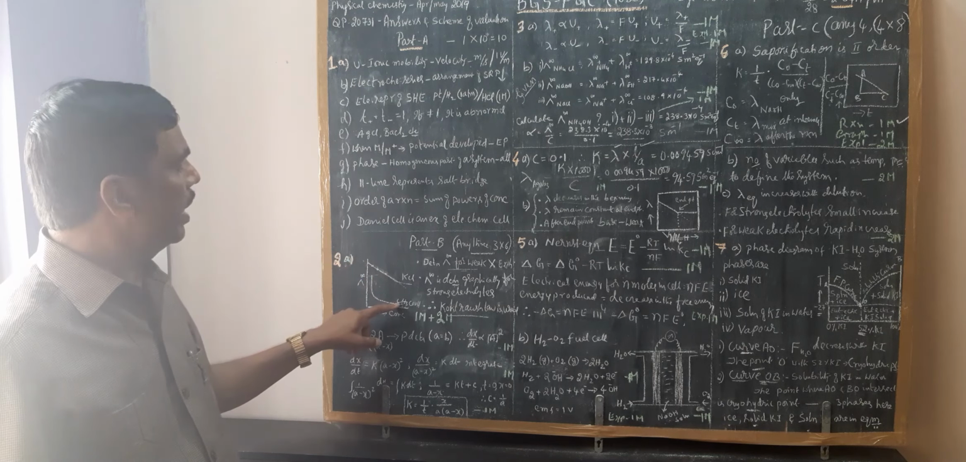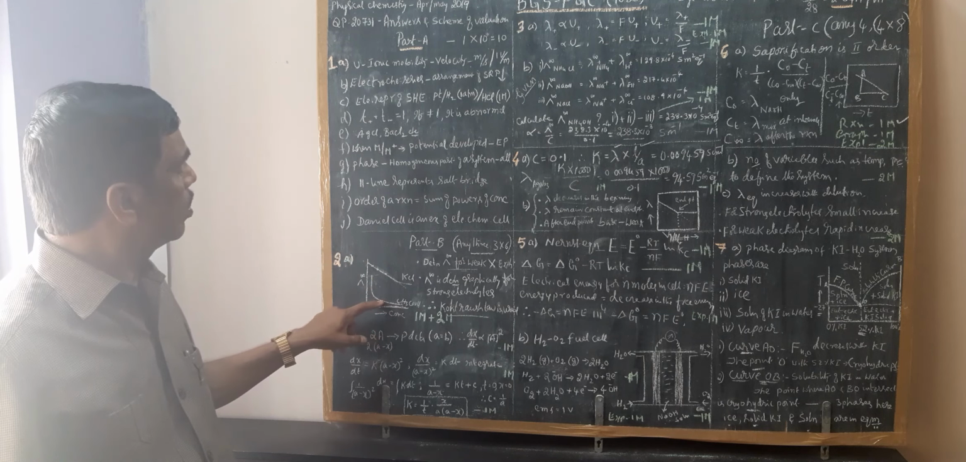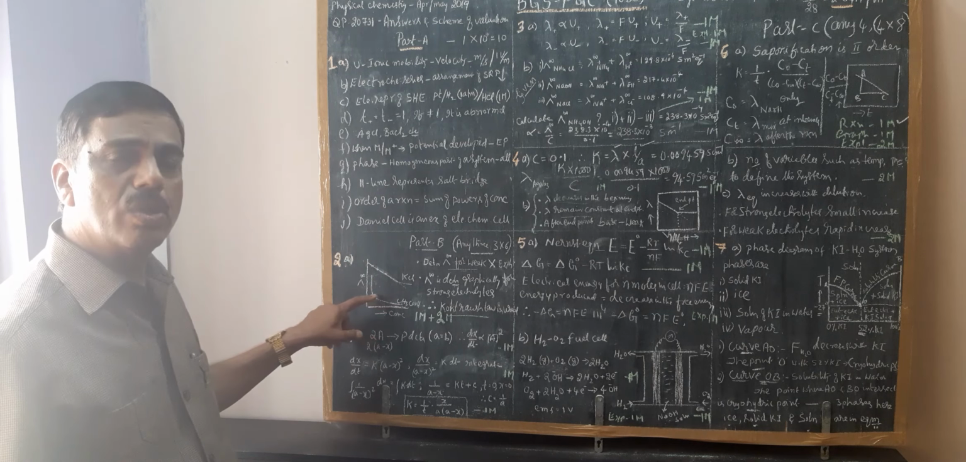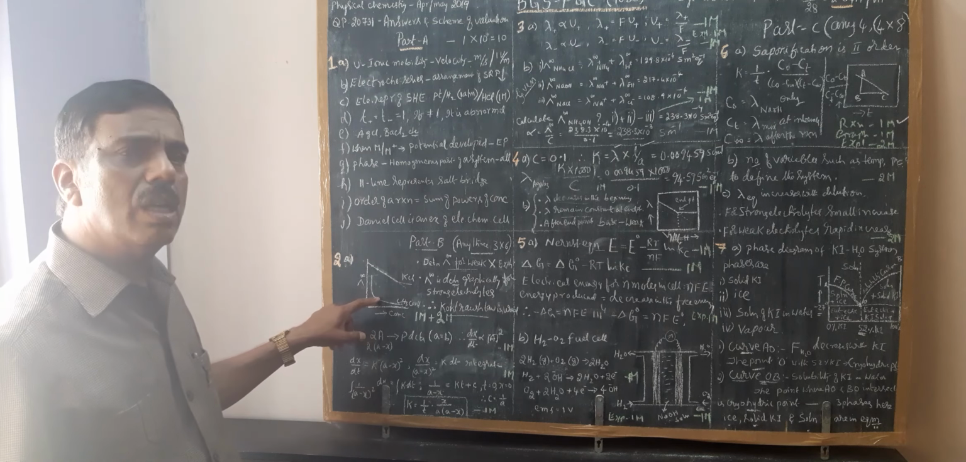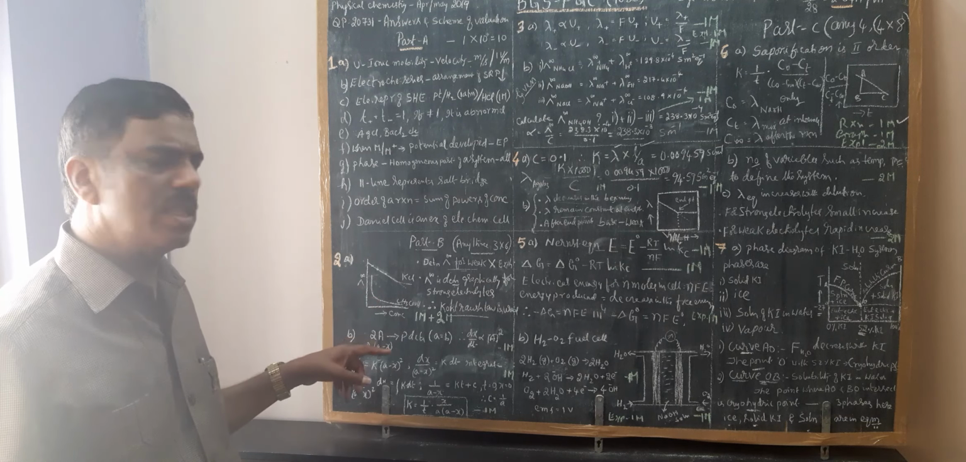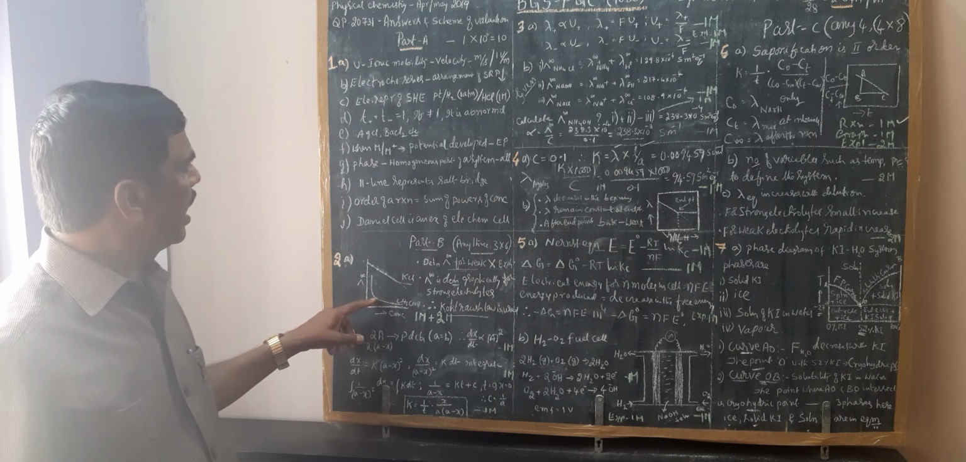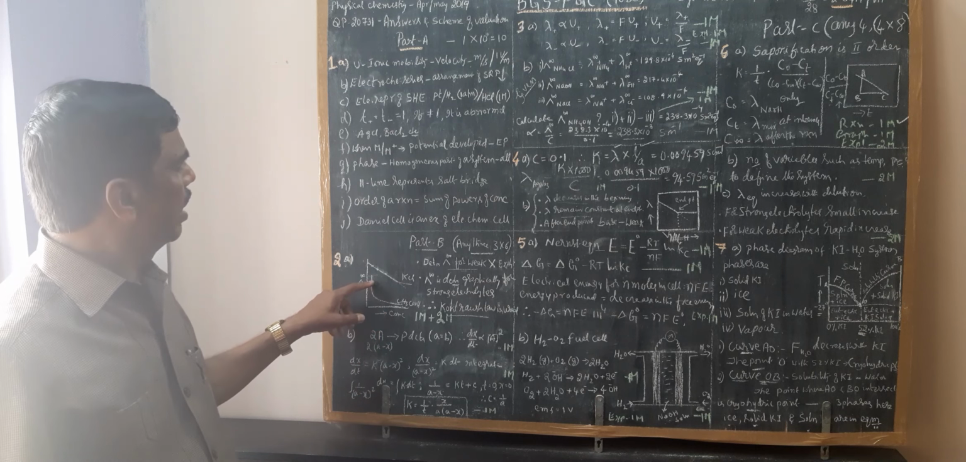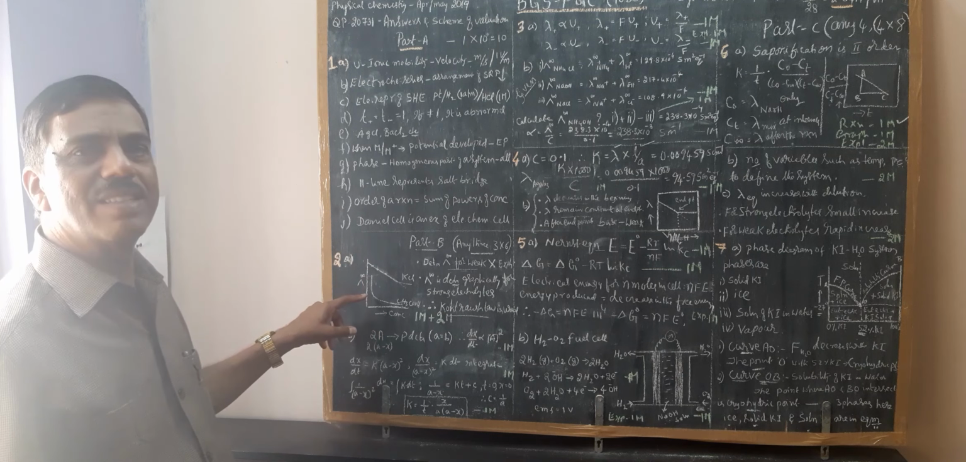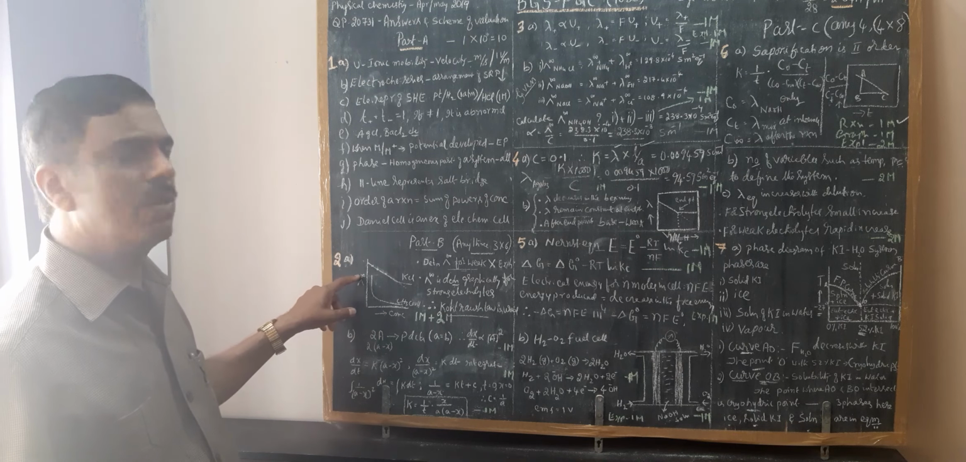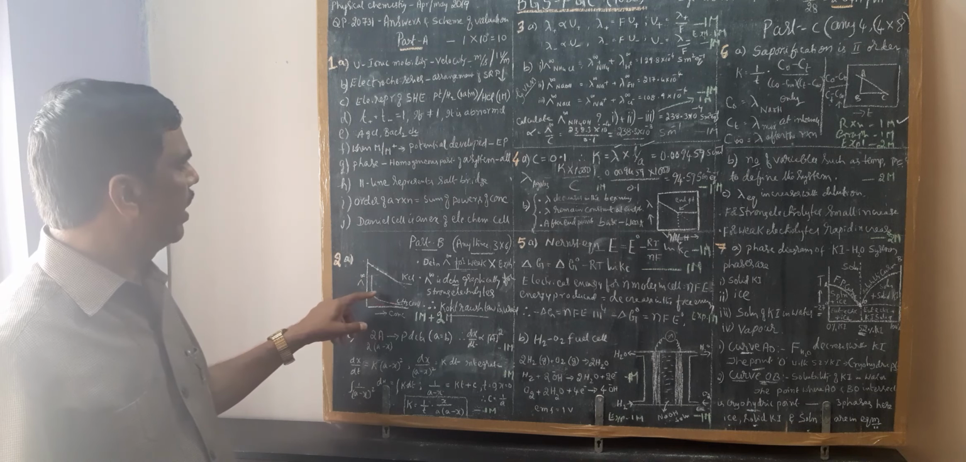But for a weak electrolyte, what happens? Conductivity goes on increasing on dilution. When you increase the dilution, ionization goes on increasing because it is a weak electrolyte, and the conductivity increases and it is parallel to the y-axis. It will not meet the y-axis. Therefore, you cannot find lambda infinity for a weak electrolyte.